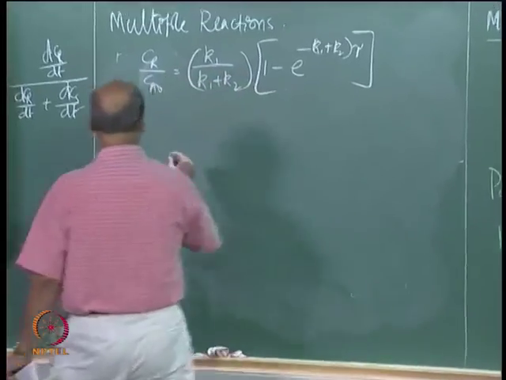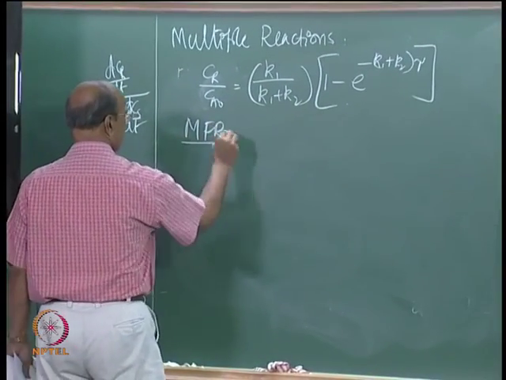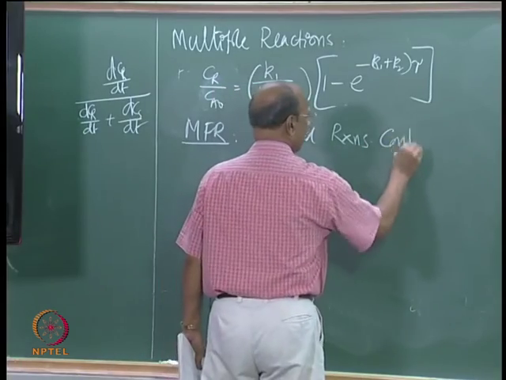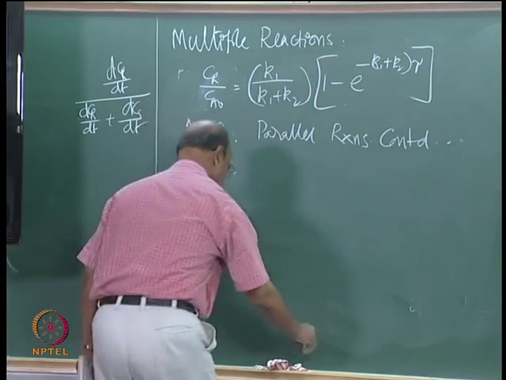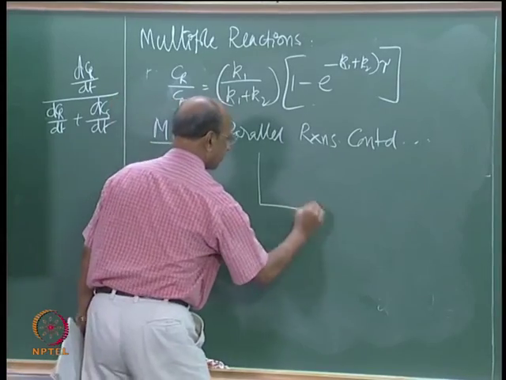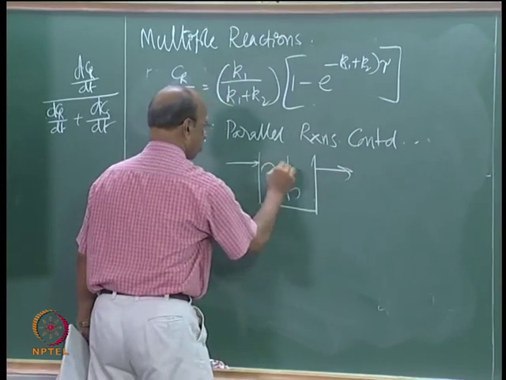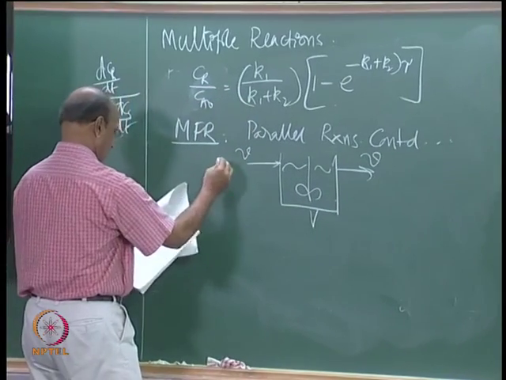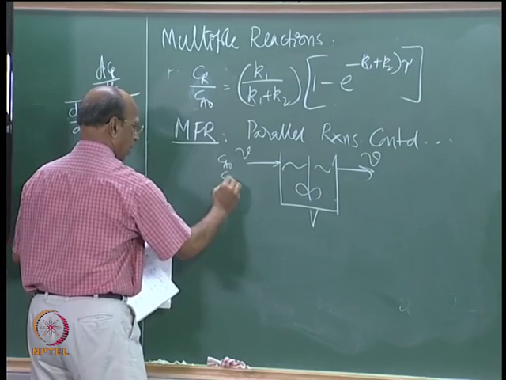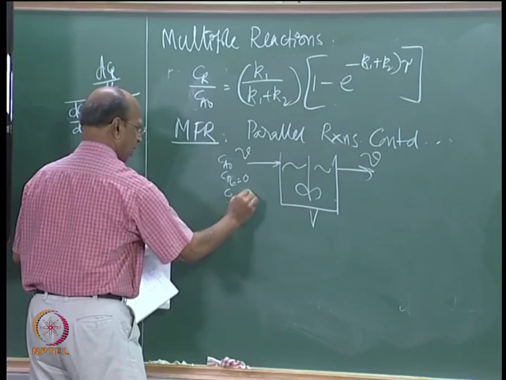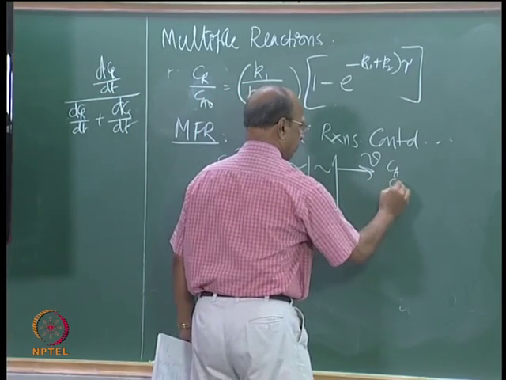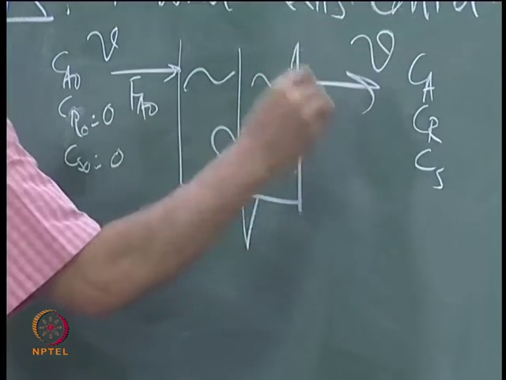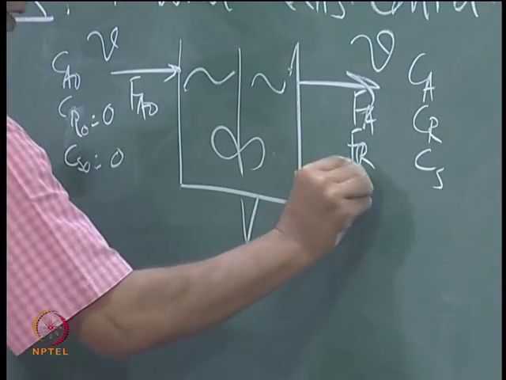Okay, good. So this is MFR now, parallel reactions, same reactions continued. What we do here is, like an exercise, if you do this I think then you will remember. Here I have volumetric flow rate, and this is total volume. Here I may have CA naught, CR naught equal to 0, and usually CS naught also 0. So this side I have CA, CR, CS. I can also write, if I want, in terms of FA naught, FA, FR, FS.